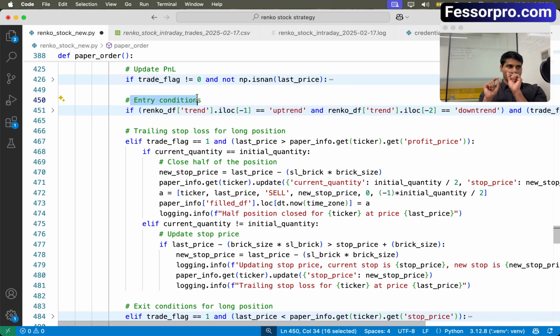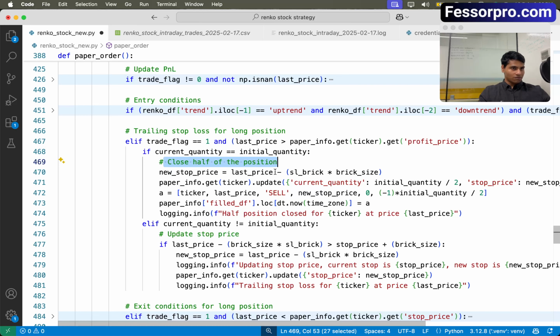I'll repeat. When I reach my take profit for the first time, my initial quantity and current quantity will be the same. So that is what I'm checking: that my last price should be greater than the profit price. And then I'm checking if the current quantity is equal to initial quantity. If this is the case, then we have to close half of the position. Right?